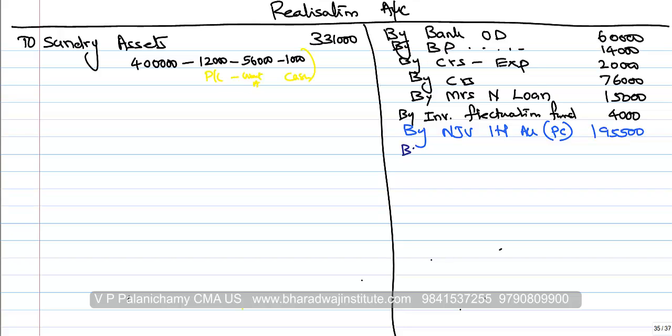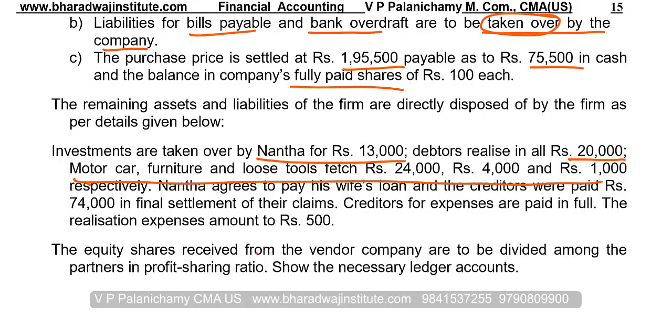By cash or bank for assets realized by the firm, to cash or bank for the liabilities paid by the firm. Look at the last-but-one paragraph. There is a lengthy paragraph given. What are the assets realized? Read one by one. It's given clearly. Nanda took over investment, debtors realized, other assets realized. Nanda also agrees to pay his wife's loan. Creditors are paid in final settlement.